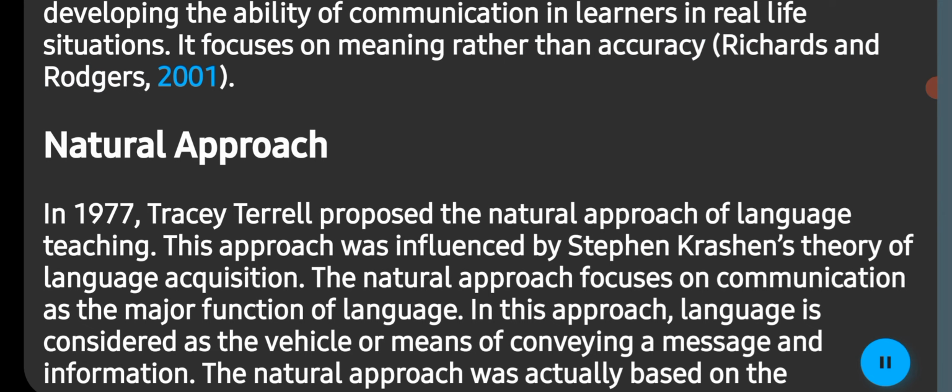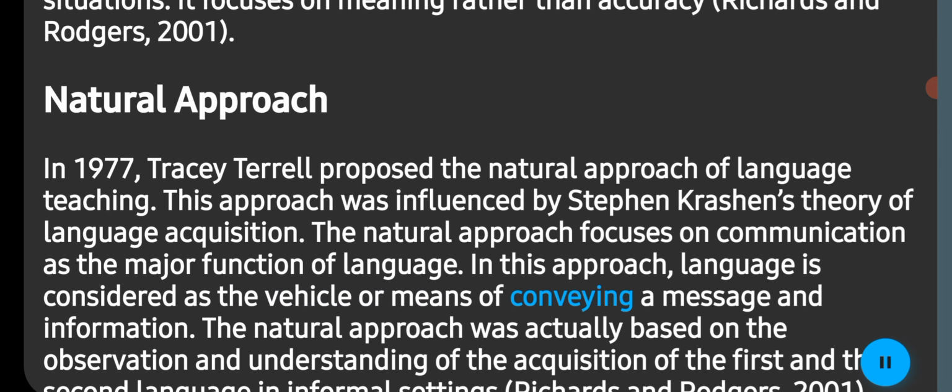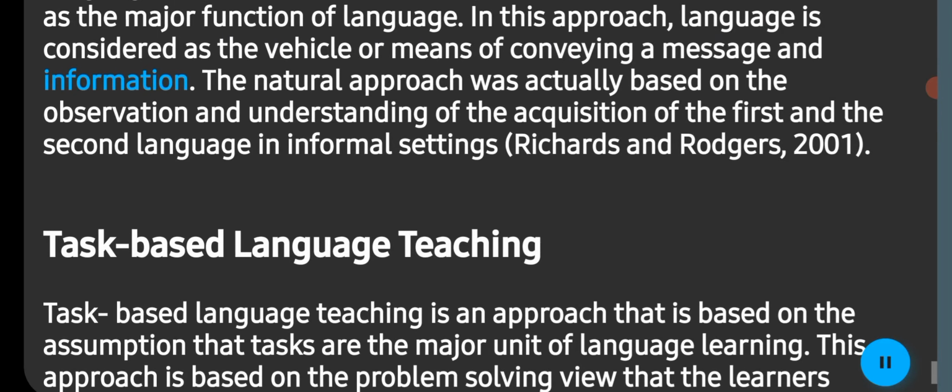Richards and Rodgers, 2001. Natural approach. In 1977, Tracy Terrell proposed the natural approach of language teaching. This approach was influenced by Stephen Krashen's theory of language acquisition. The natural approach focuses on communication as the major function of language. In this approach, language is considered as the vehicle or means of conveying a message and information. The natural approach was actually based on the observation and understanding of the acquisition of the first and the second language in informal settings. Richards and Rodgers, 2001.